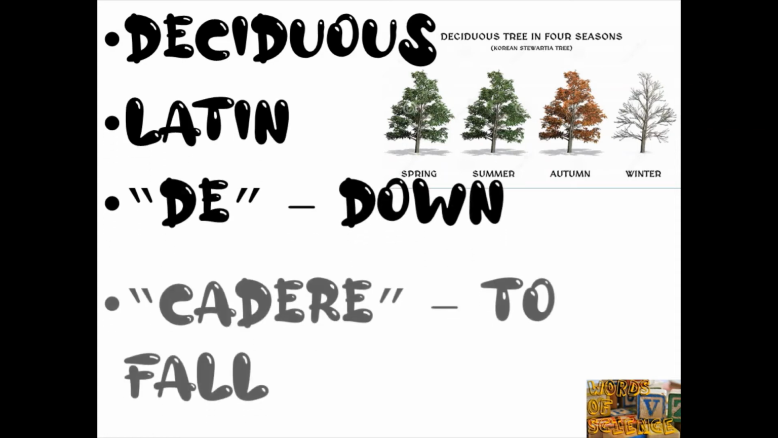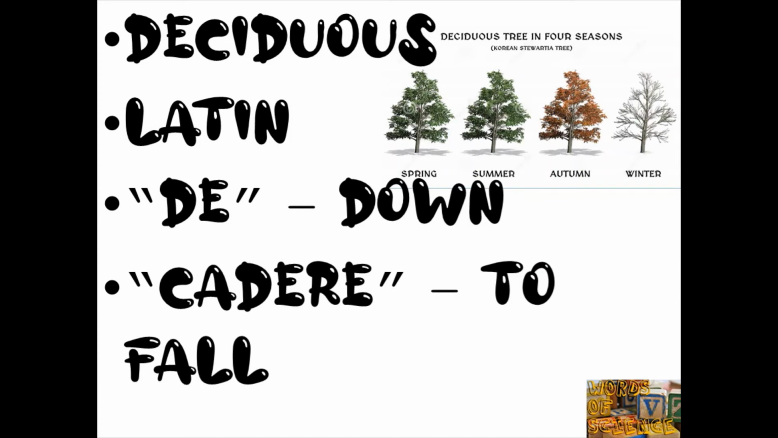A deciduous tree is one that sheds its leaves in the fall, from the Latin de, meaning down, and cadere, meaning to fall. The leaves fall down.